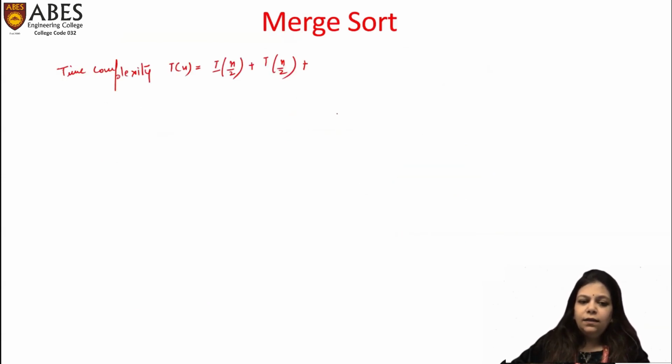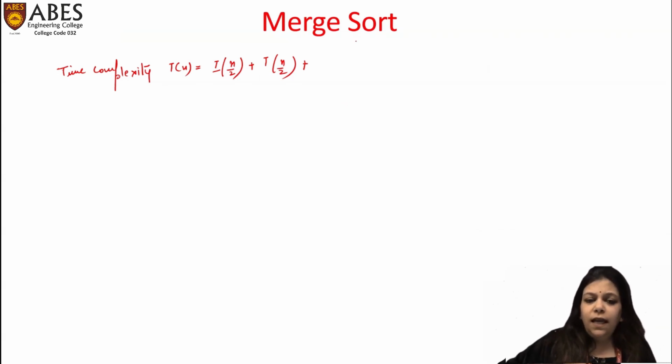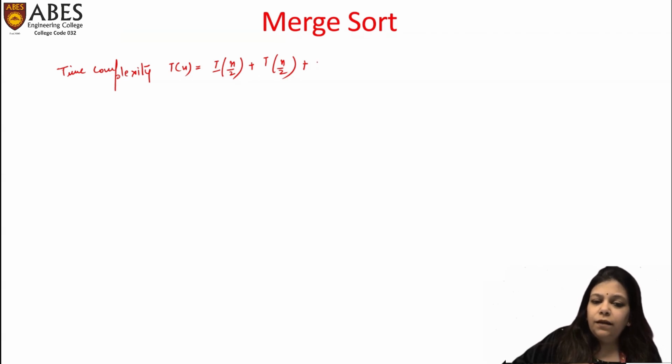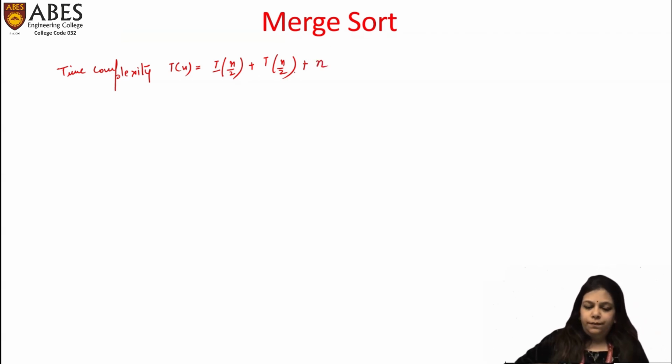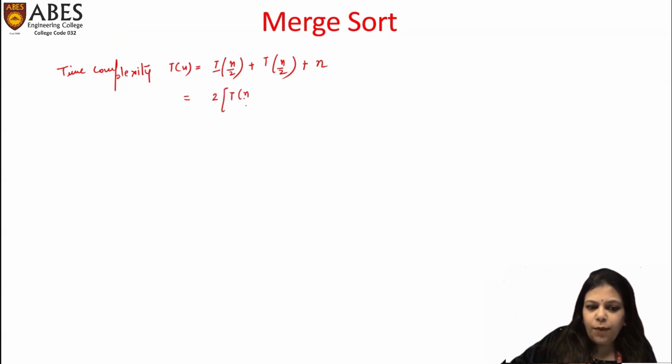So we can say that if we are finding out the time complexity T(n), wherein we are dividing it into subproblems of size n by 2, after dividing it into two problems, the merge algorithm will be done by n operations, right? Now, again, we can write it as 2T(n/2) plus n.